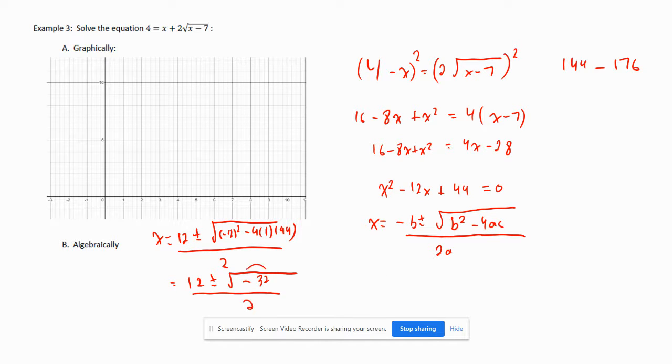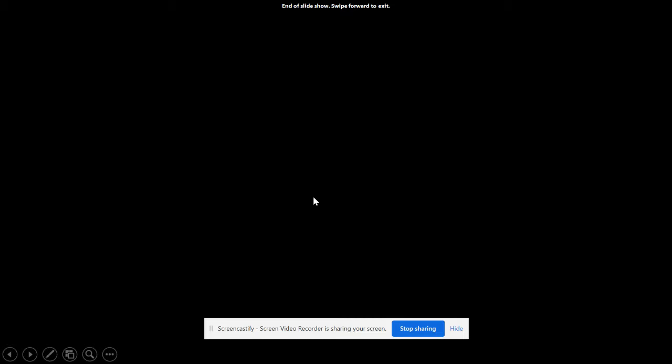So what this is telling us over here, we have a negative discriminant here, so therefore there are no real solutions. And we saw that in the graph that we saw earlier on. Okay, this is how this guy works as well. All right, guys. So that's how solving radical equations graphically works.